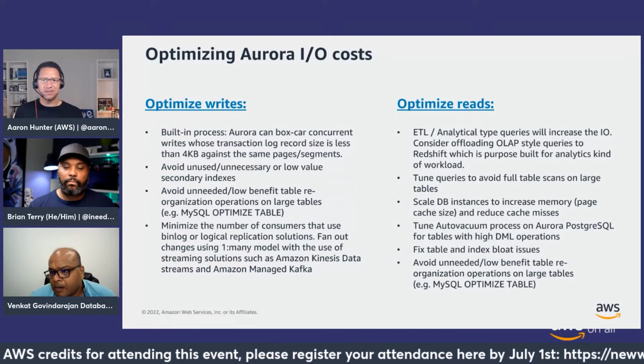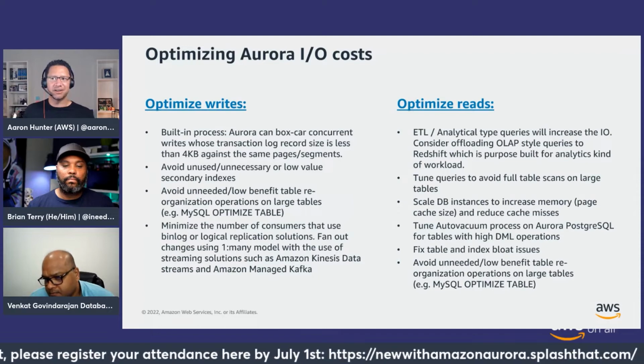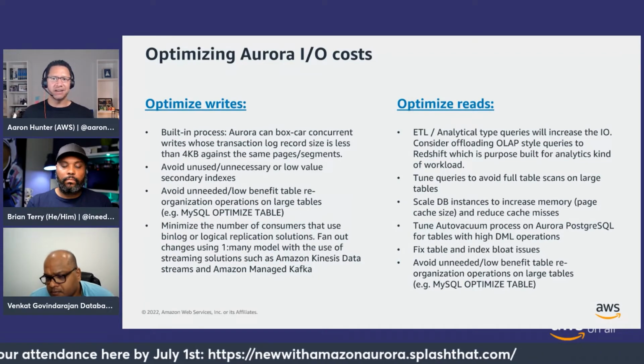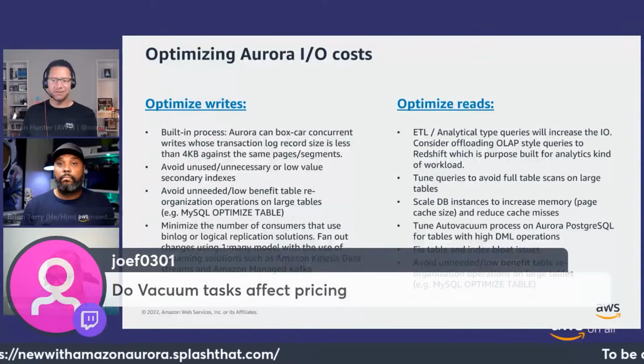Awesome. We talked about compute and storage, and now we are wrapping up our Amazon Aurora IO costs. And there's a question in the chat around vacuum pricing. Are you able to maybe touch on that?